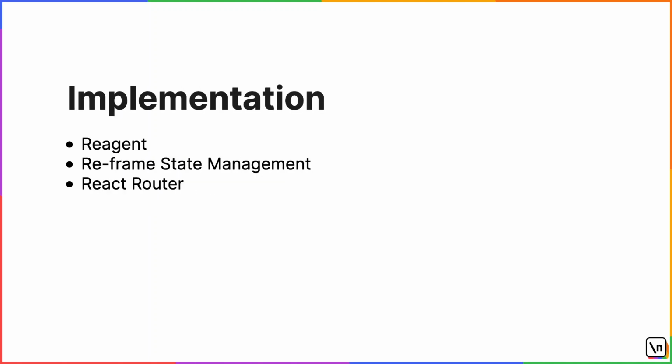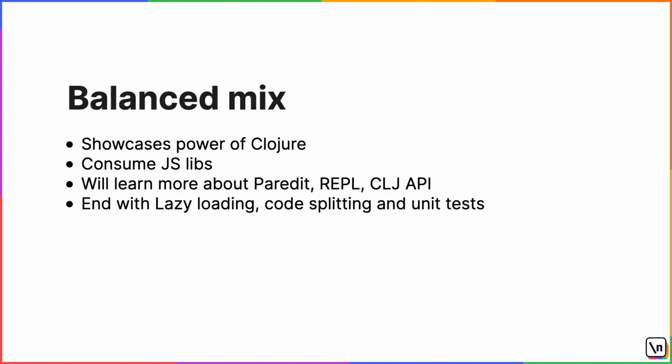In terms of the implementation, we will use Reagent, a CLJS wrapper for React. We will learn how to manage state locally and globally using reactive atoms and Re-frame. Reactive atoms is Reagent's built-in solution for local state, and Re-frame is a Flux-like library for ClojureScript. For routing, we will stick to traditional React Router 4. This mix showcases the power of Clojure in various conditions, like consuming JS libraries and integrating with React.